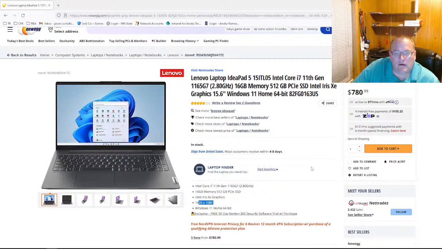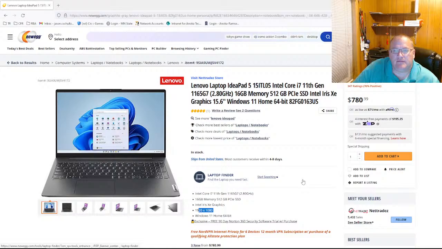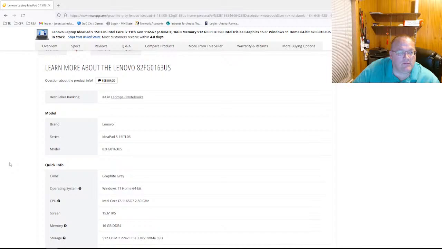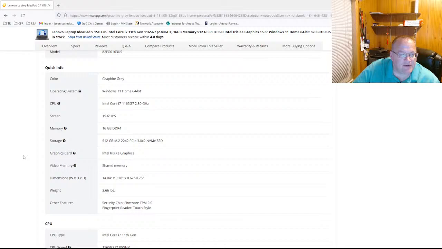Am I just missing a tab or something? There's got to be some place I can click on. Nope. Here's specs. Here we go. Okay, brand, quick, operating system, screen, storage, video card, dimensions, weight, height. Okay, here we go. Here's our CPU speed.